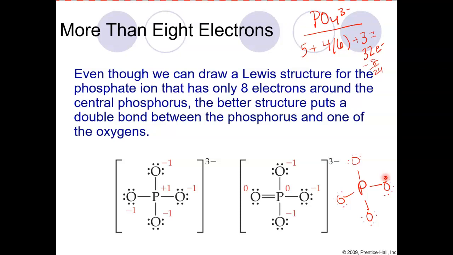If I count, I've used 2, 4, 6, 8, 10, 12, 14, 16, 18, 20, 22, 24 dots. Then we look at the central atom, and right now phosphorus has 2, 4, 6, 8 electrons around it. Everyone meets the octet rule. We've used all 32 electrons. Everything looks great. This looks like a perfect Lewis structure. So if we look over here, that's the Lewis structure that's right there.